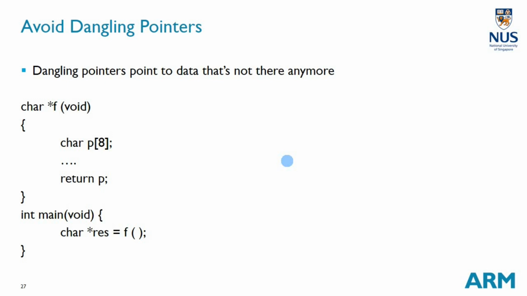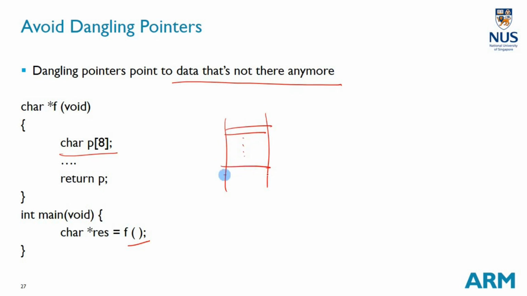Another interesting issue here is what we call dangling pointers. It points to data that's not there anymore. Let's look at this situation here. Main calls function f, and in f, I create a local array. In terms of memory, I have 8 bytes of memory, and p is the starting address. p0 is basically the starting address of the first element.